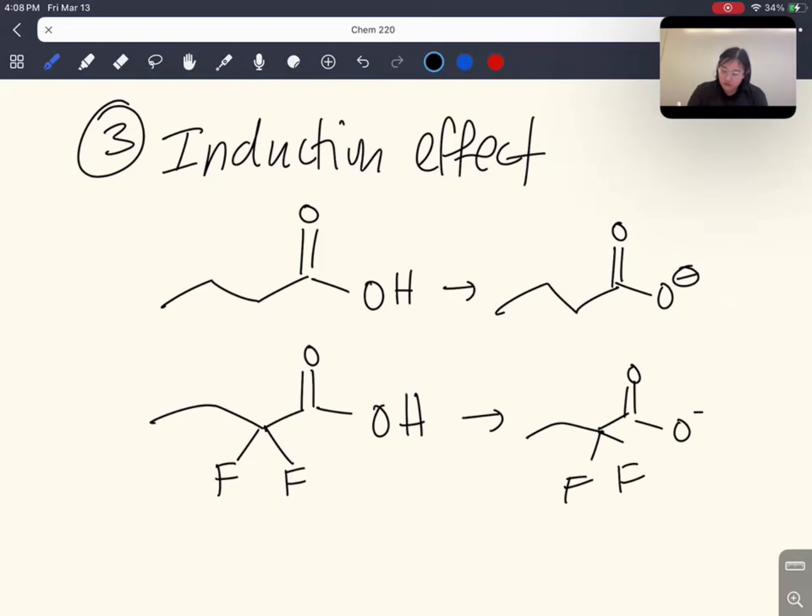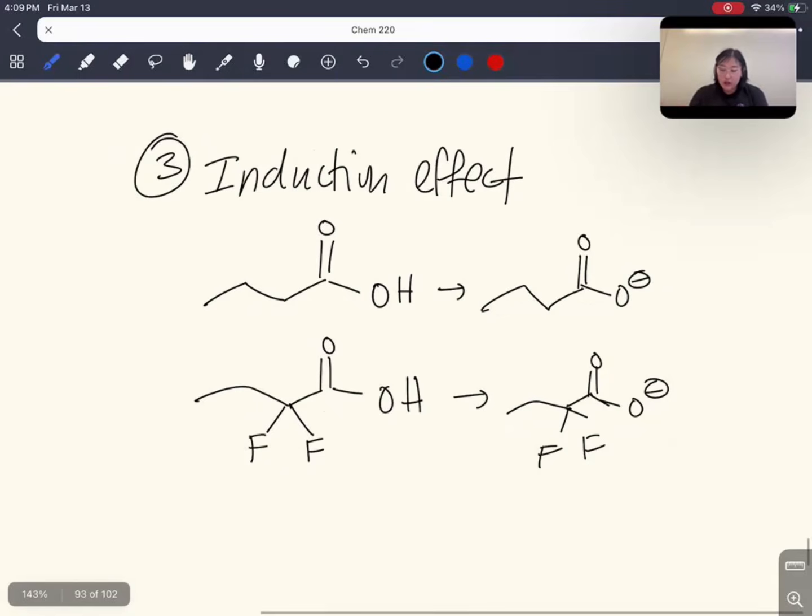our first factor that we looked at was what kind of atom the negative charge is located on. Well, they're both located on oxygen, so that's the same. Our next thing was to look at resonance, and both of these are carboxylic acids. They both have the same number of resonance structures, so the resonance is the same. So what do we look at next to determine the stability of that minus charge? The next thing to look at is something called the induction effect.